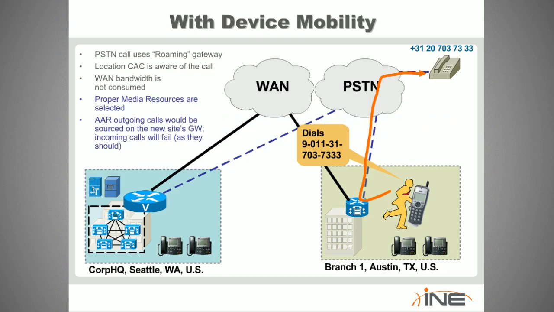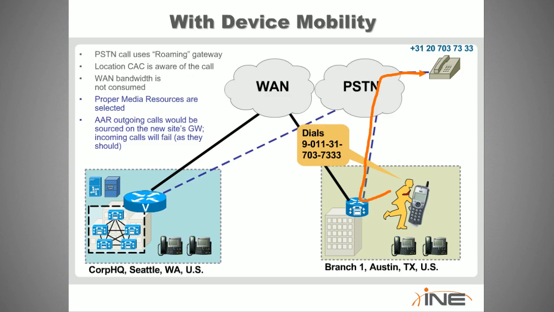And AAR, since he's going to adopt new parameters, AAR is going to allow outgoing calls to be sourced on the new site's gateways. Okay? Incoming AAR calls would fail. So keep in mind, if an incoming call were to be routed via AAR.